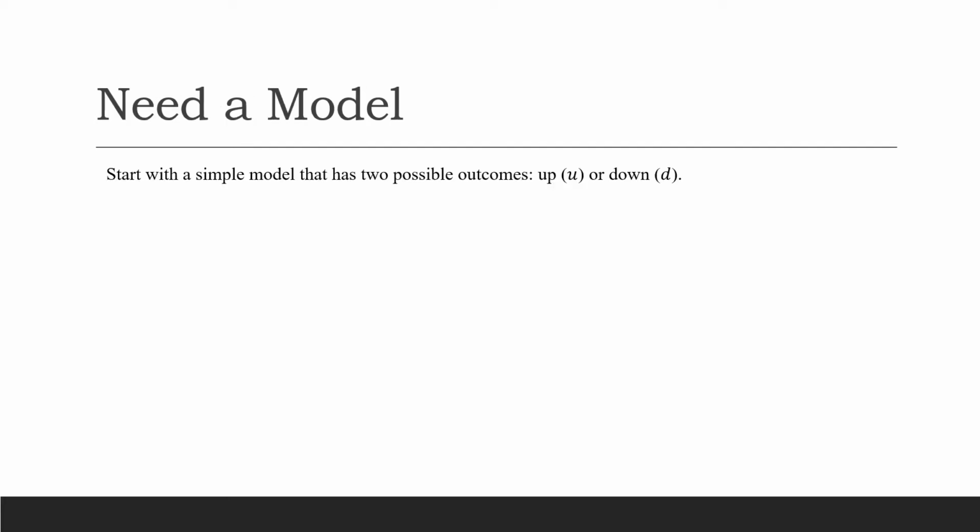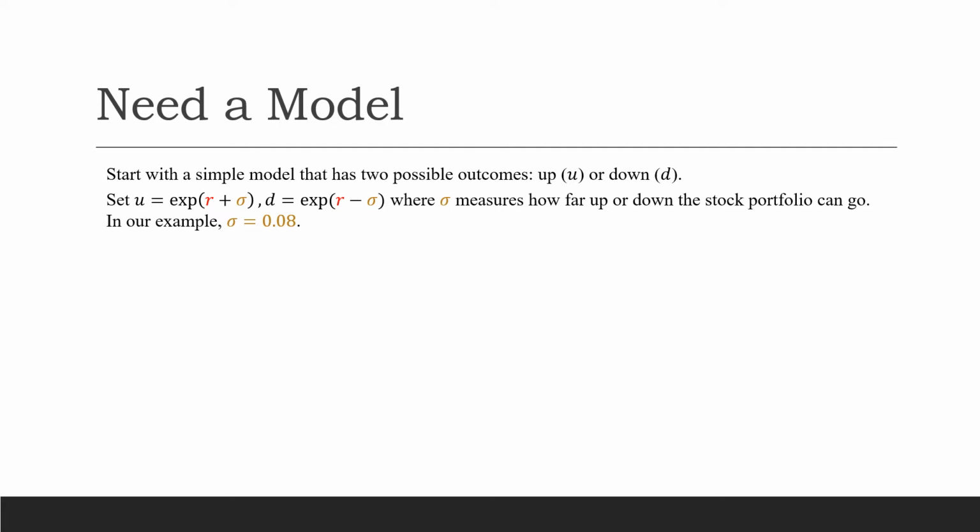We need a model. We can start with a simple model that only has two possible outcomes. It goes up or it goes down. We determine how far it goes up or how far it goes down with these factors U and D, which is controlled by a parameter sigma. Sigma measures how far up or down the stock portfolio can go. You can think of this number as measuring the volatility of the stock market.